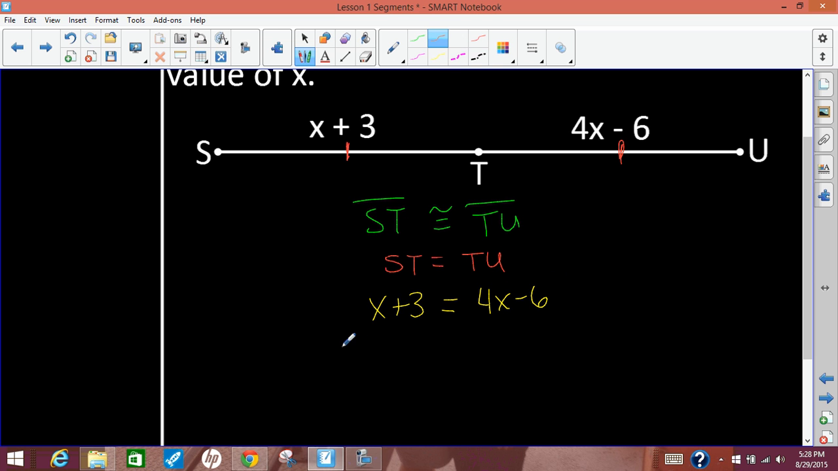And last but not least, I'll solve this. I'm going to subtract x from both sides first. Add 6 to both sides. And divide both sides by 3.